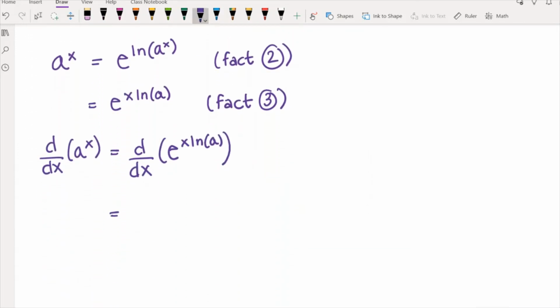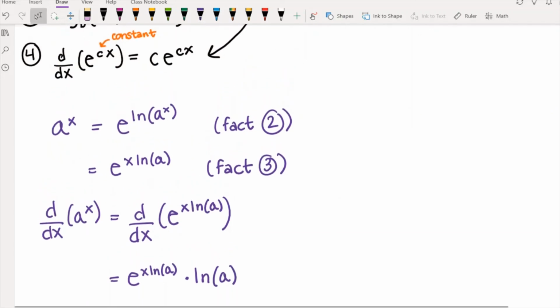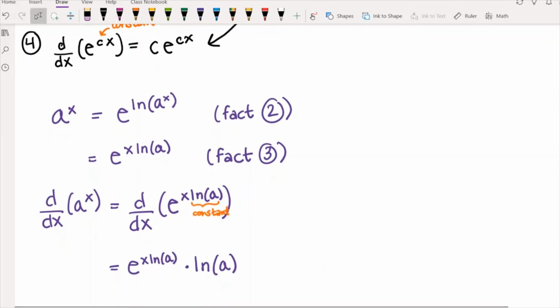So the derivative of e to the x times ln of a is just going to be, actually, let me write it in the other order, e to the x ln of a times ln of a. So again, where did that come from? It's just this fact at the bottom. We have ln of a is a constant, right? It's just a number. And we know that if you take the derivative of e to the x times a constant, because of the chain rule, it's just going to be e to the x times that constant times the constant.